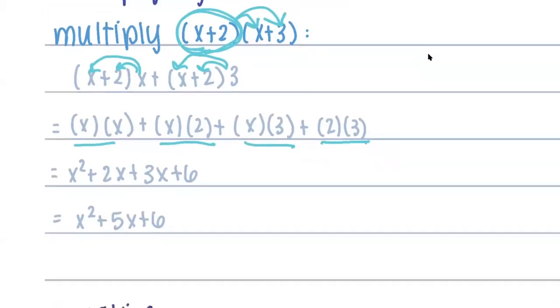Then simplify that further, and you just add these two x terms together because we can combine like terms. Remember when we talked about combining like terms? Since we have this right here, and they're the same variable and the same power of the same variable, we can just add them together. So we have x squared plus 5x plus 6.